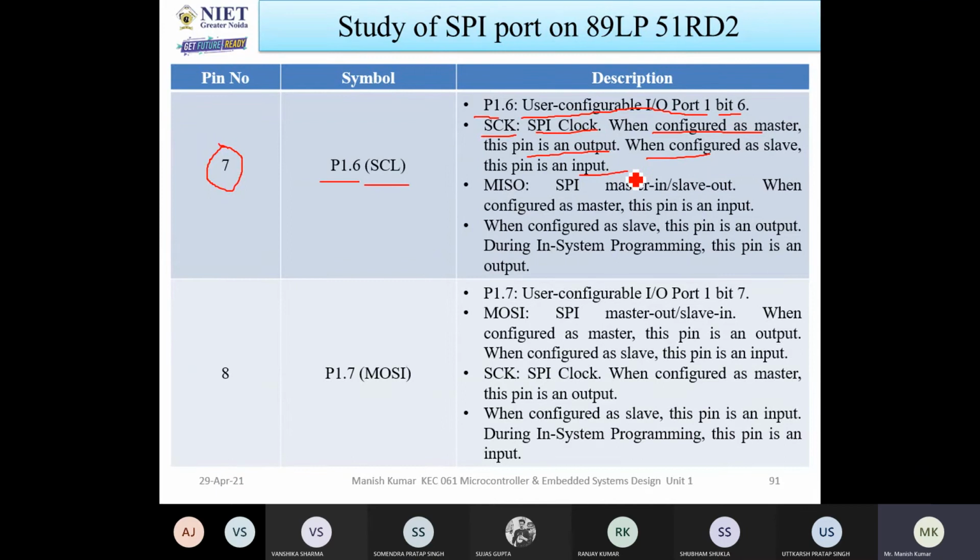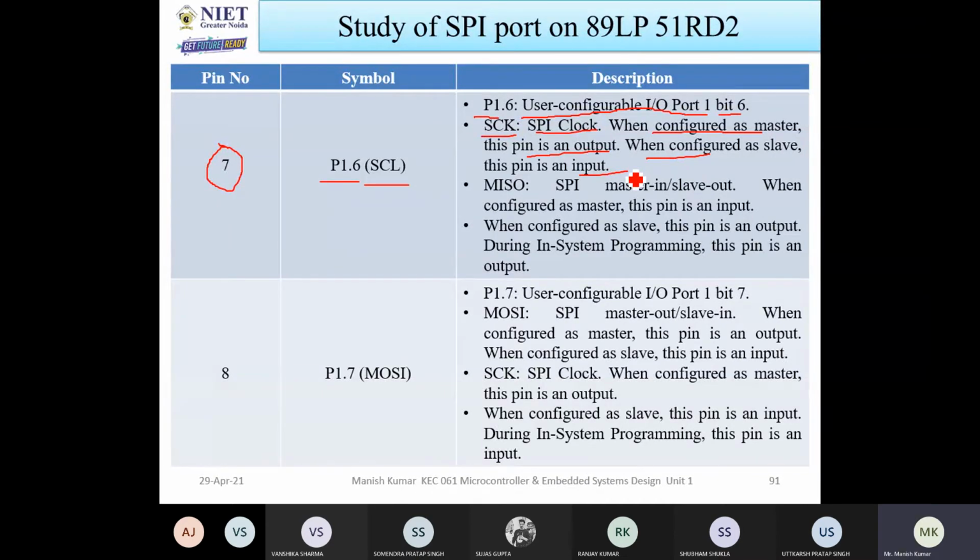How can you understand that? You can remember the SPI configuration. In SPI configuration, master is responsible for generating the clock. So master is generating the clock. It means that this clock is sent to the slave. So for this purpose, this pin is working as an input for slave and output for the master.